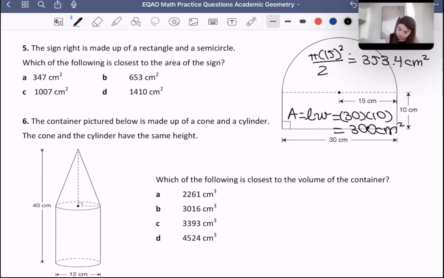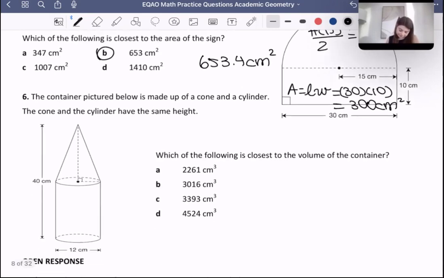And if we do that, we'll get 653.4 square centimeters, not cubic centimeters. My apologies, square centimeters, because it's area, not volume. And that is very close, if we just round to the nearest whole number, to B, which is 653 square centimeters. So there we go.